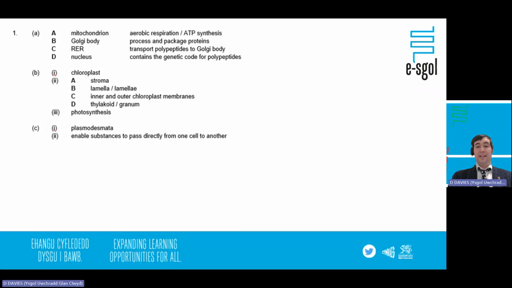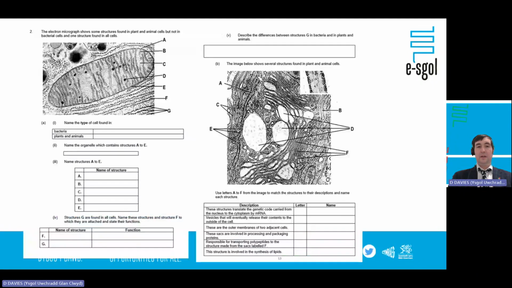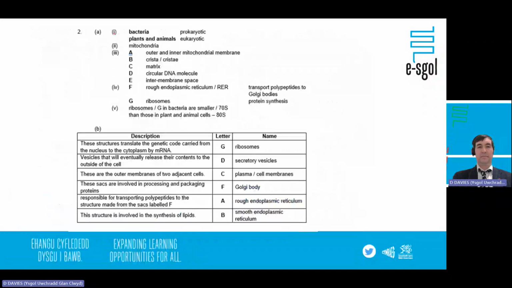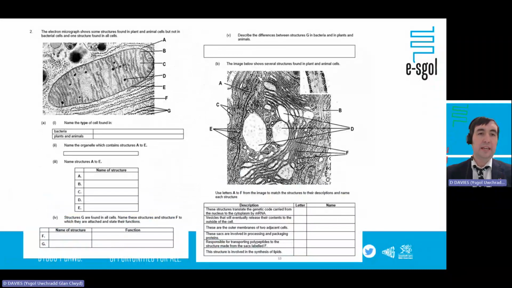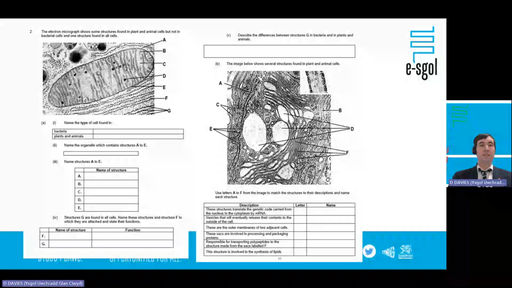Same again. This time I'll talk you through the question, and then the next one I'll just allow you to have a go yourself. So question 2: an electron micrograph shows some structures found in plants and animal cells but not in bacterial cells. So instantly I know all these are membrane bound organelles. I know they're all eukaryotic. I've got A, B, C, D, E, F and G. Name the type of cell found in bacteria, plants and animals. It's nice and easy, a remembering one.